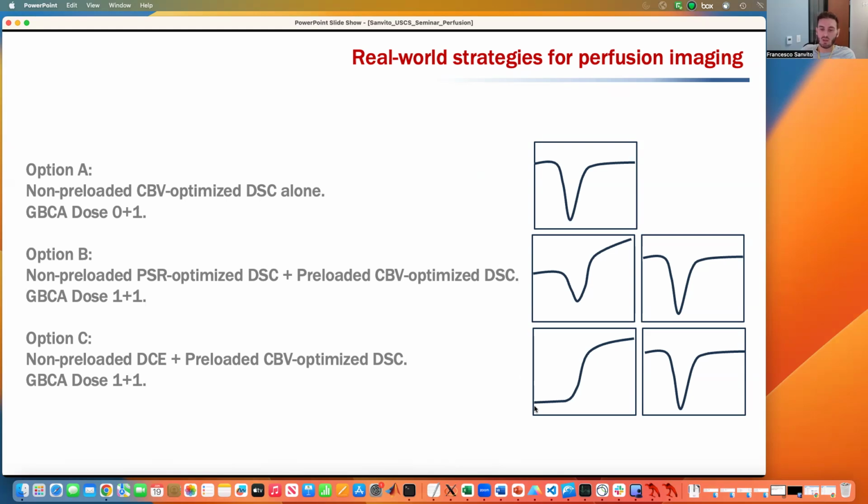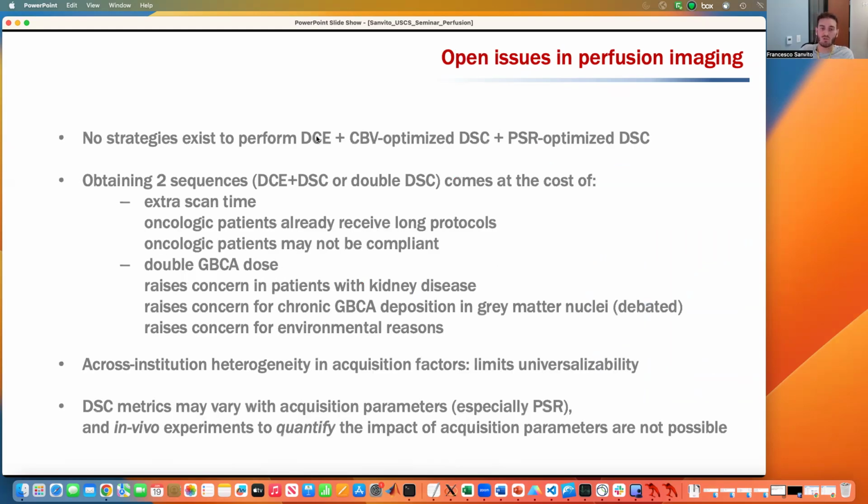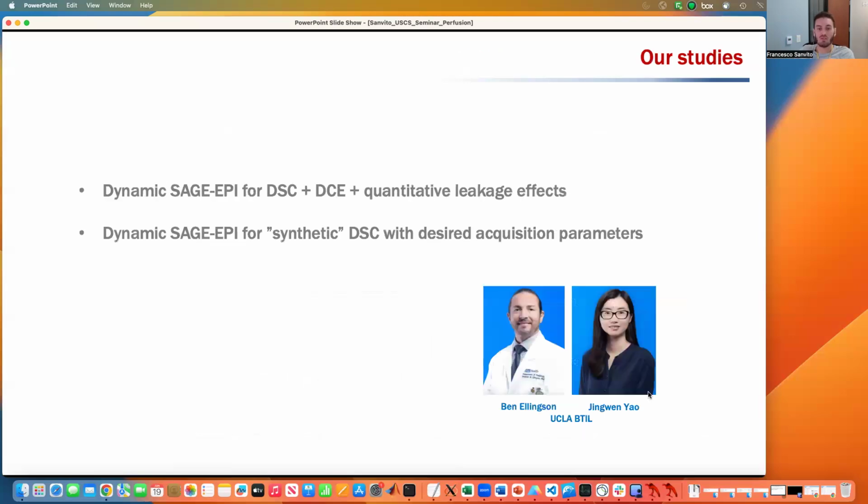Or if you want DCE, you can do DCE and use that as a preload for DSC and then use a CBV-optimized DSC. So there are no strategies to do all three of these. You have to choose a maximum of 2 out of 3. But if you do choose 2, you still have to repeat the sequence 2 times, which is a lot of time, and inject the contrast agent 2 times: one for either PSR or DCE that you do as a preload, and the second one for the preloaded CBV. And the other problems and open issues are across-institution heterogeneity that limits universalizability.